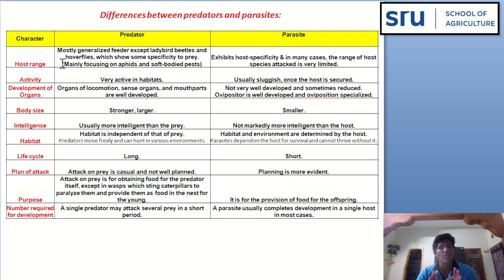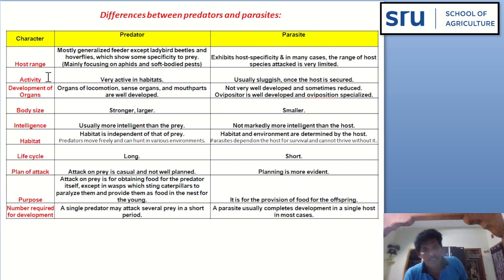Parasites exhibit host specificity. In many cases, the range of the host species attacked is very limited. So here the host range is very specific and also very limited. But in the case of predators, they are generalized feeders, meaning they have many hosts for their feeding. Here, activity: predators are very active in their habitats, but parasites are sluggish once they find their host.